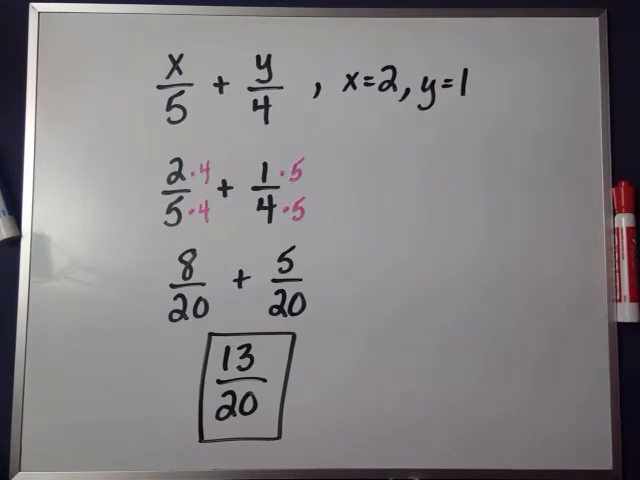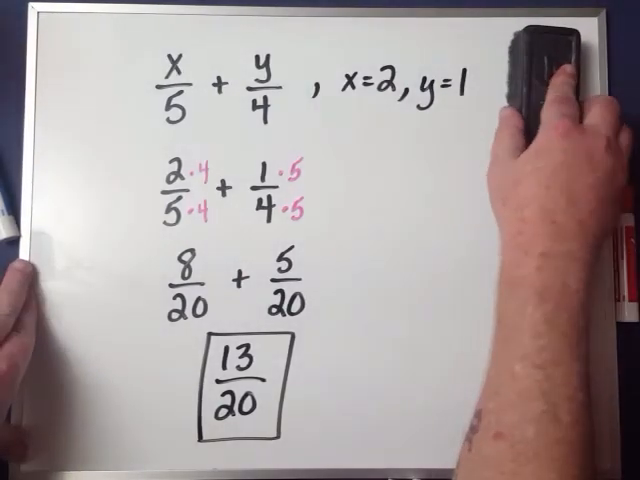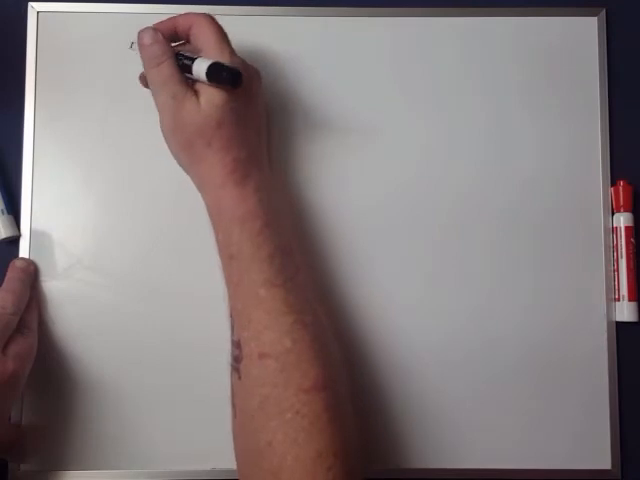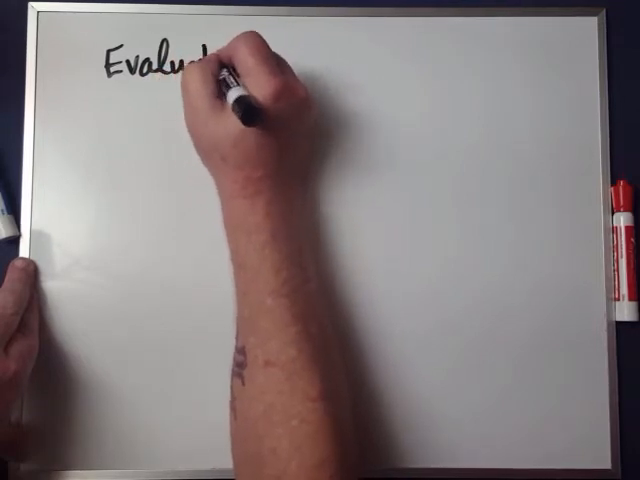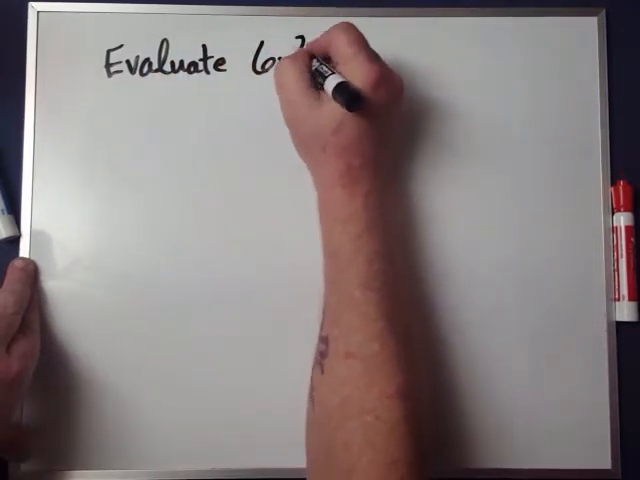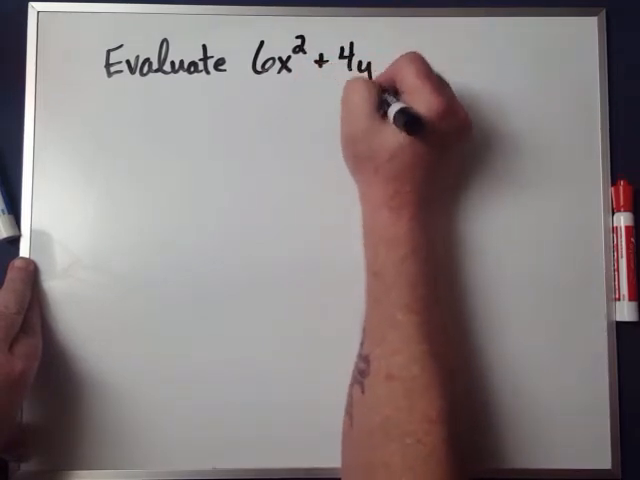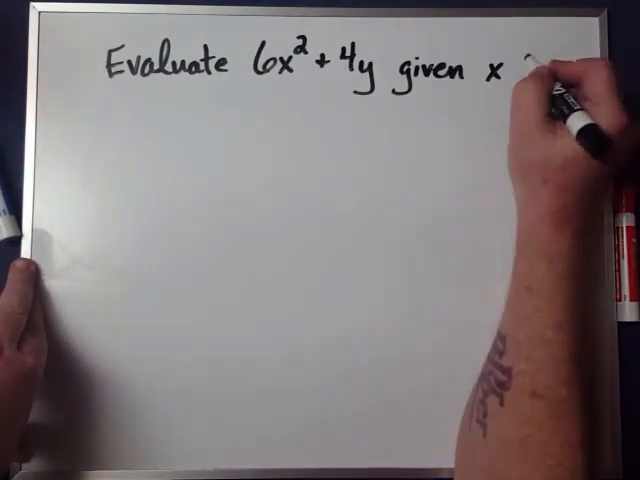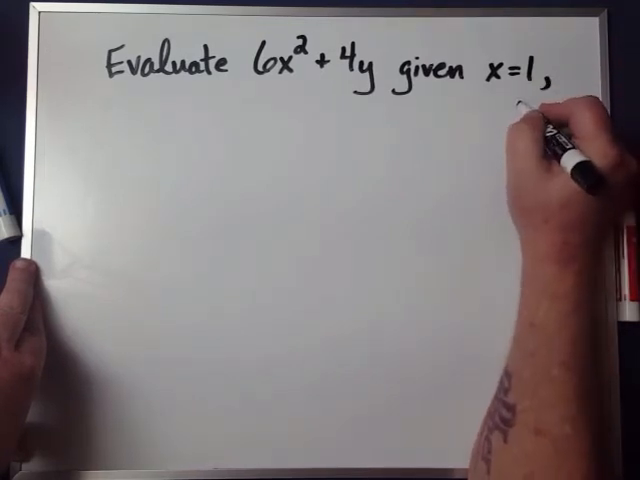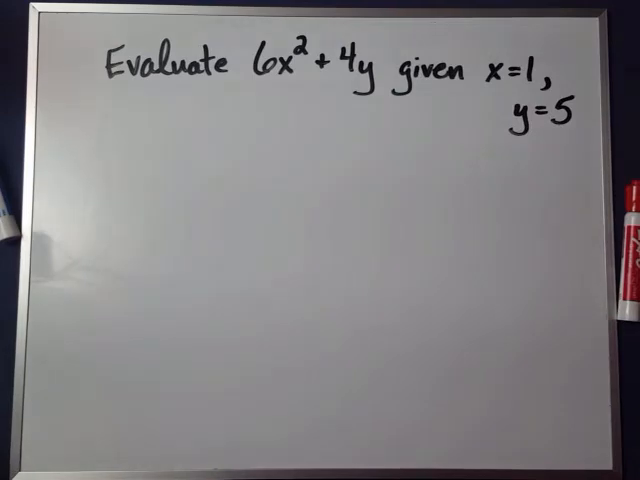Let's grab number 34 while we're here. And this time we'll do part B. On a quiz, it would look like this. Evaluate 6x squared plus 4y given, and part B says that x is 1 and y is 5. Actually, I'd like you to try this one without me. So go ahead and pause the video, crank that out, and when you get your answer, come on back and we will compare.